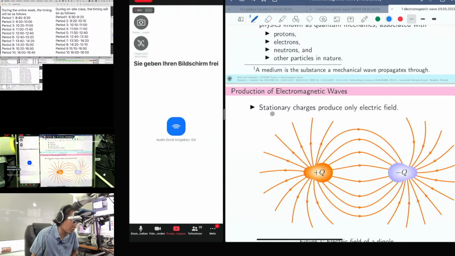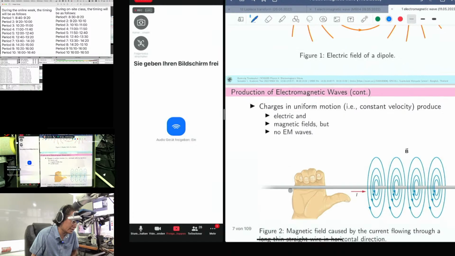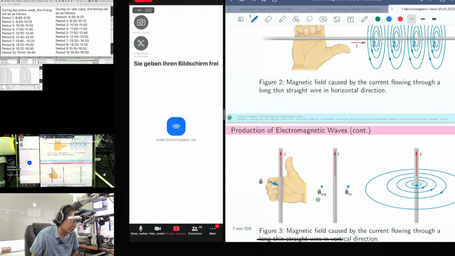We have charge that stays idle. It doesn't move. This is the non-movement case of the charge, and here is the movement case of the charge but with constant velocity. We're going to see that next, later, not at the moment. We'll see it later.